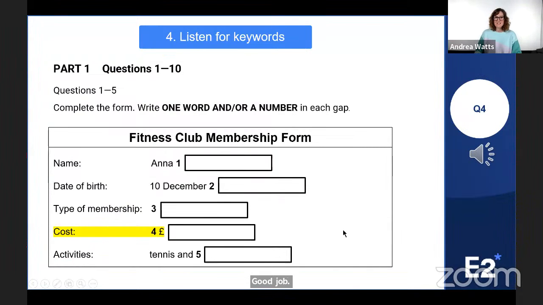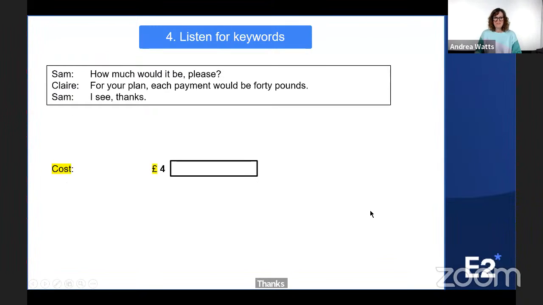All right, let's listen for the keywords for question 4. How much would it be, please? For your plan, each payment would be £40. I see. Thanks. Another short one. Great, lots of answers coming through.